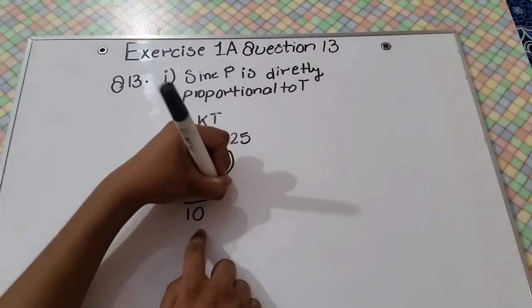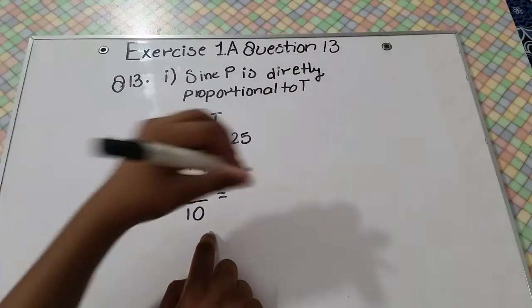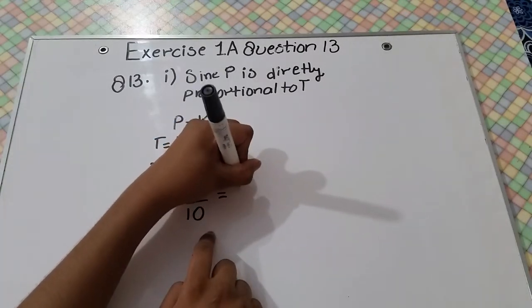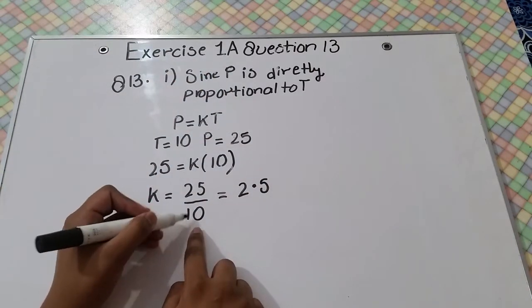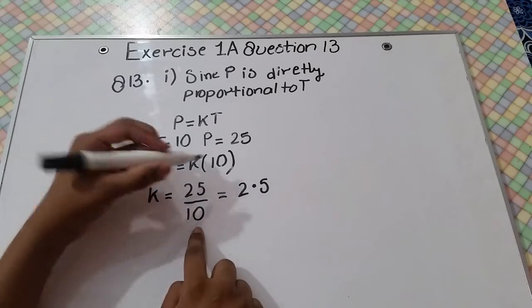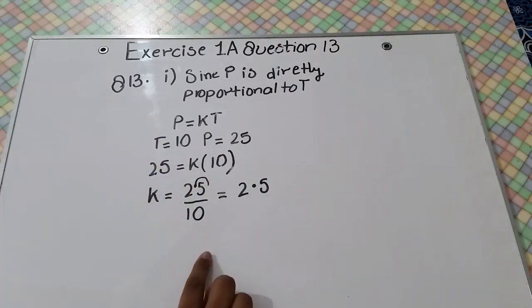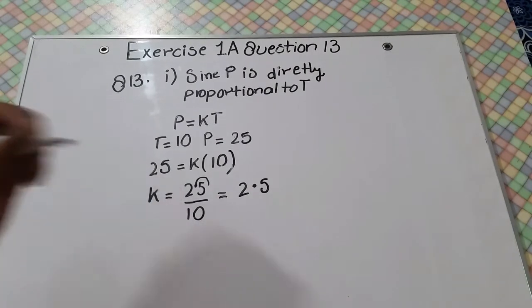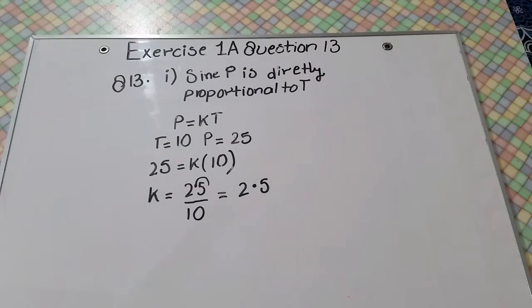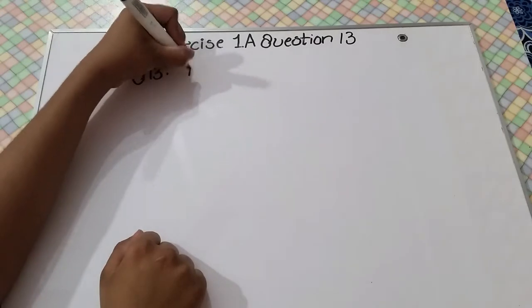Now, you can put this in the calculator, or you can do it on rough work also, but the answer to this is 2.5, and we can simply do it like this. We are dividing by 10 and we have a 0 over here, so the point will move over here. 2.5 is the answer and the value of K is 2.5. Now let's move towards the second part of this question.